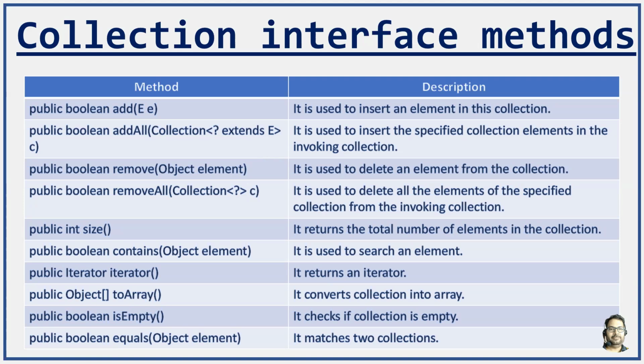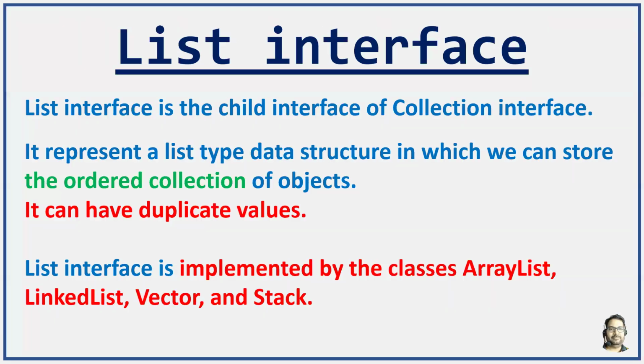Then we have a toArray method, and the return type is Object array. If you want to convert your collection into an array, you can do it with the help of this function. Then we have the isEmpty function. If you want to check whether your collection is empty or not, you can go with isEmpty. Now we have the equals method. The equals method is always important everywhere. So in this collection, we have the equals method whenever you want to check whether two collections are equal or not.